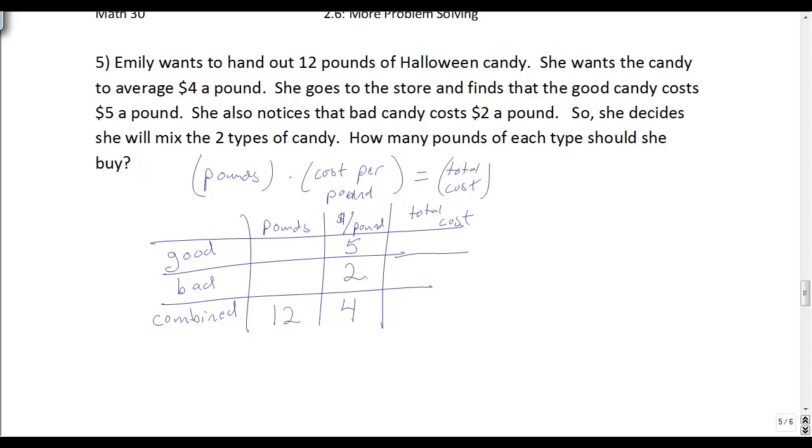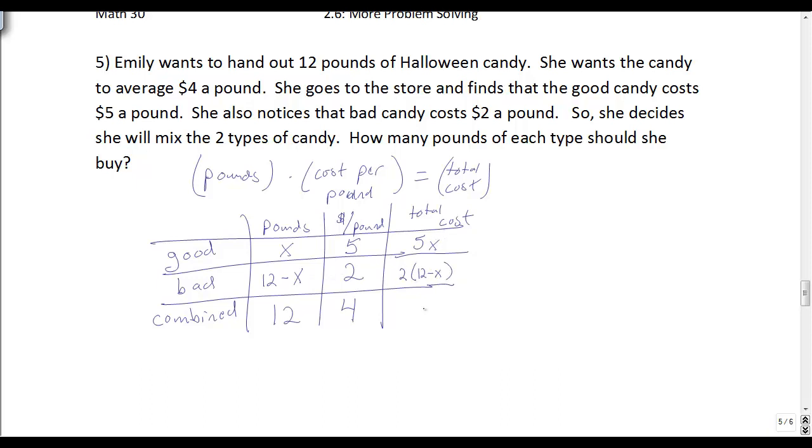Okay, so what we're going to do is say, how many pounds of each type should she buy? So I can let X be either the good number of pounds or the bad number of pounds. I'll let X be the good number of pounds. And then the bad pounds, well, 12 total, X used up for the good. So I take away that number of pounds and get 12 minus X for the bad. And I could also take 12 minus X plus X. The X's would cancel, and I get 12. Okay, so for the cost, I'm just going to multiply pounds times cost per pound. So X times 5, that's 5X. 12 minus X times 2, 2 times 12 minus X.